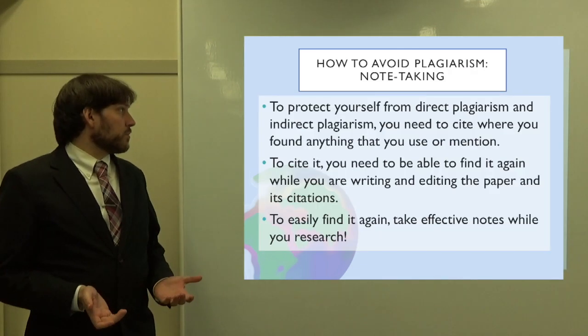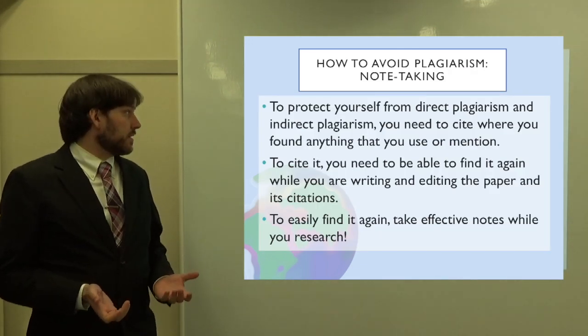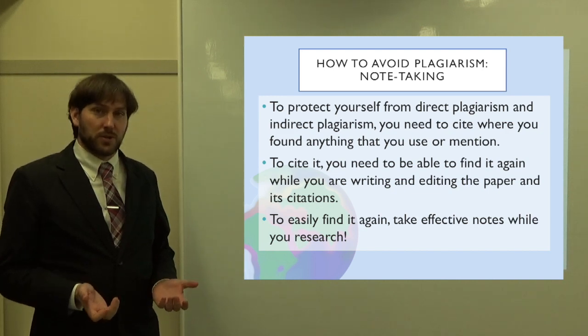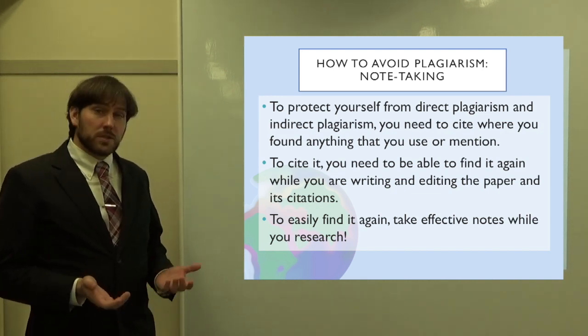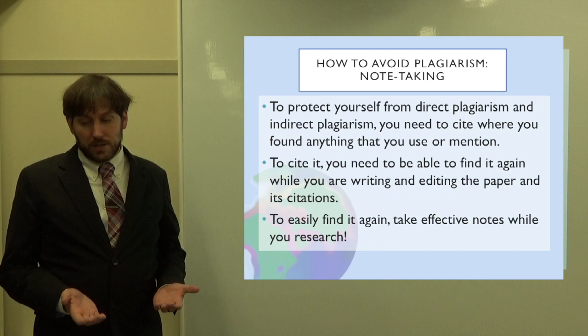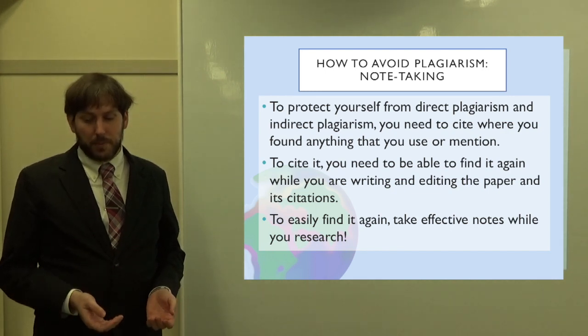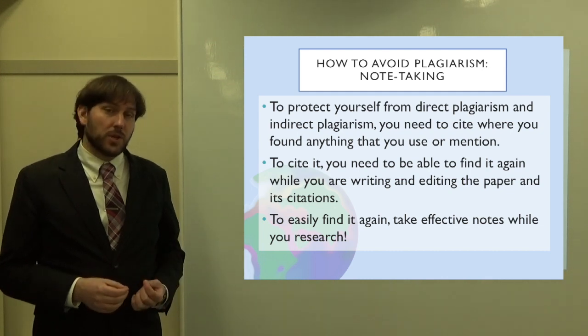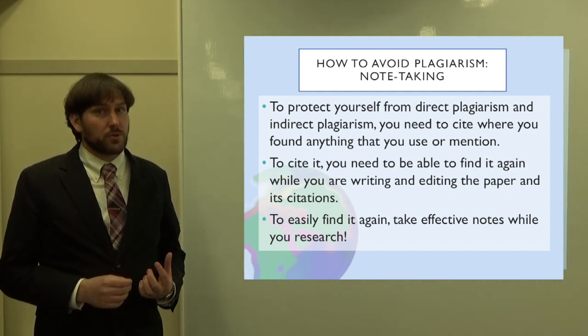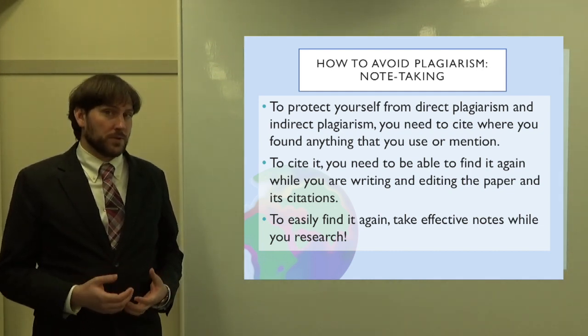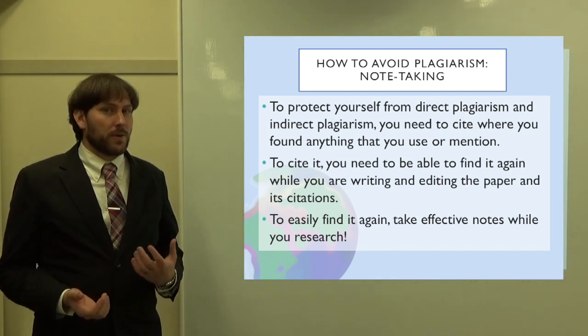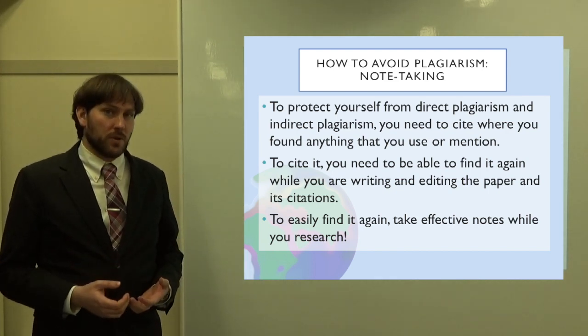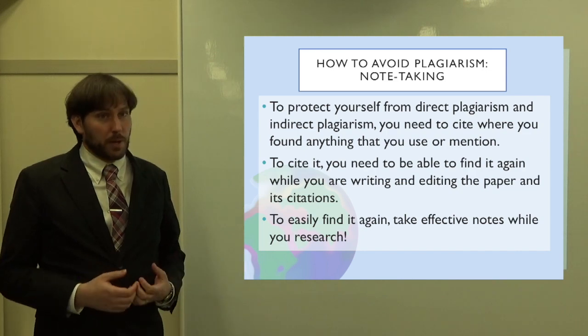So to protect yourself from direct and indirect plagiarism, you need to cite where you find anything that you use or mention. Now, in order to cite it, you have to be able to find it again while you're writing and editing the paper and putting the citations into the paper. To do that, you need to take effective notes. So I want to show you a few different types of notes, and I want to talk to you about how effective or ineffective these types of notes are for writing an academic paper.